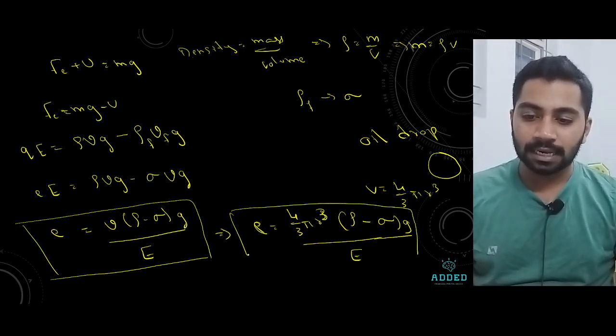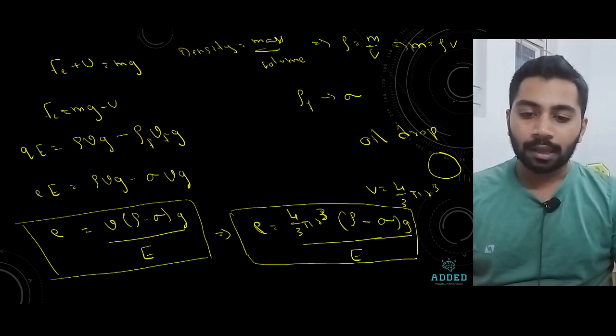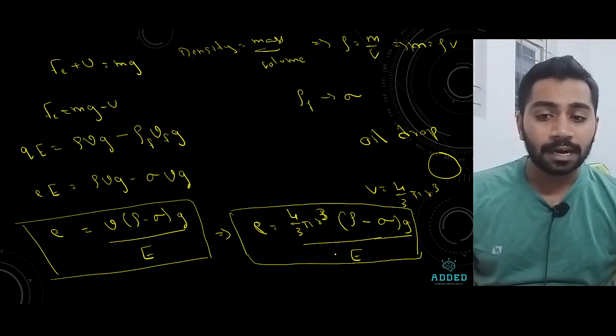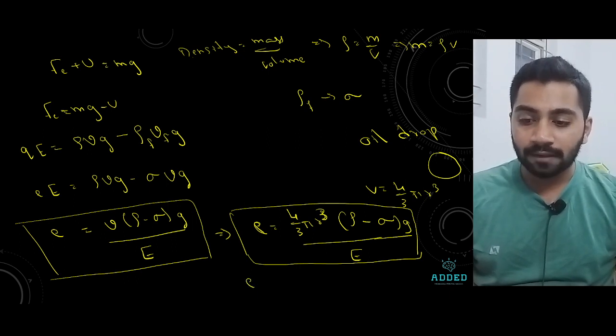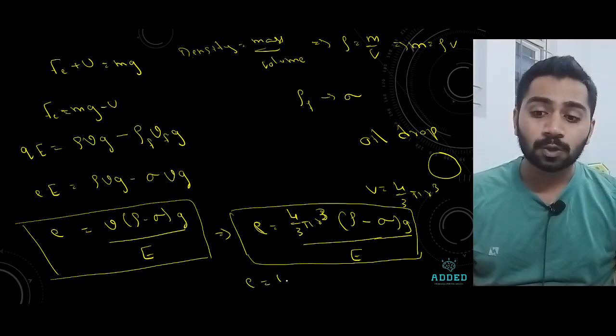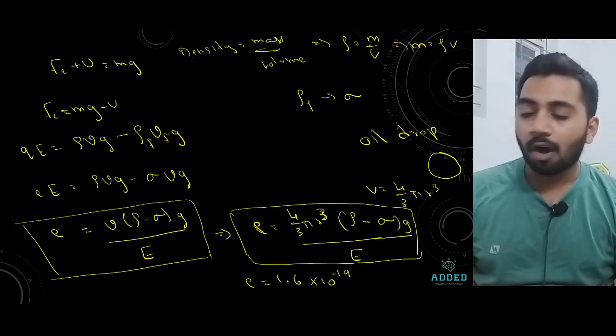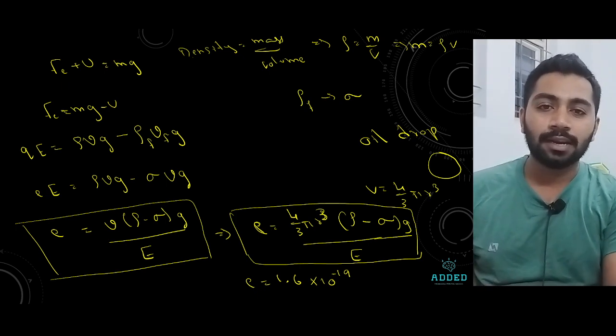This is basically the final formula he found, and he substituted all the density values and electric field values, and he got the e value, which is almost equal to 1.6 into 10 to the power of minus 19.